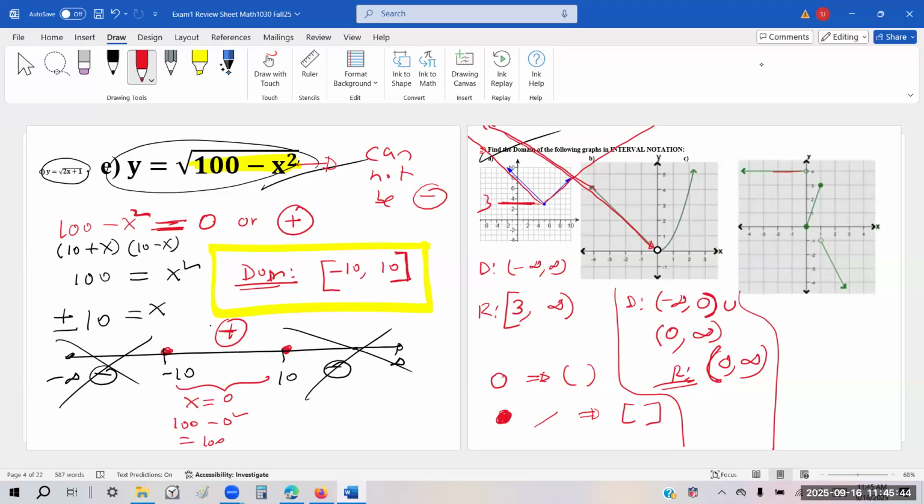So here, for this piece, the graph is going on forever on the left side. So what is the smallest x value we have in the graph? Negative infinity. And it's going on up to here. It has a hole here. So what's the x value here? 0.